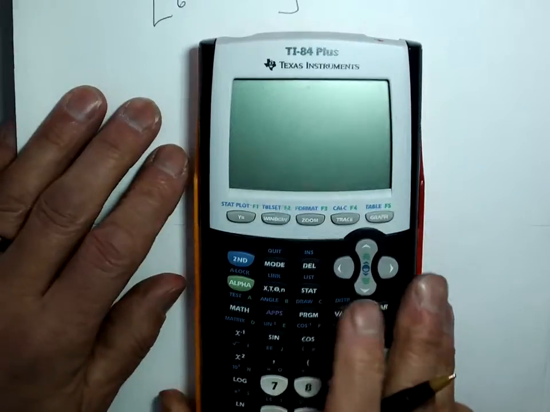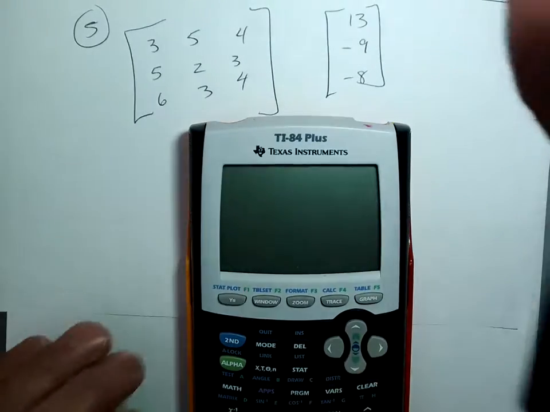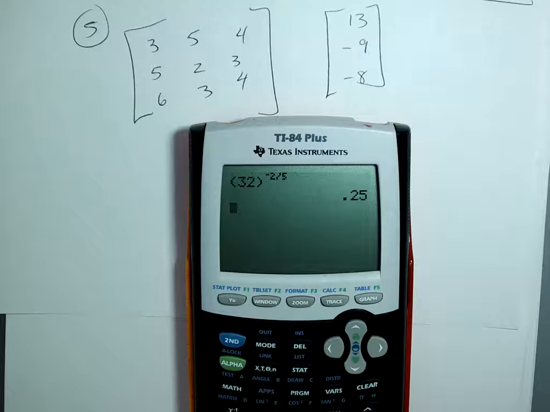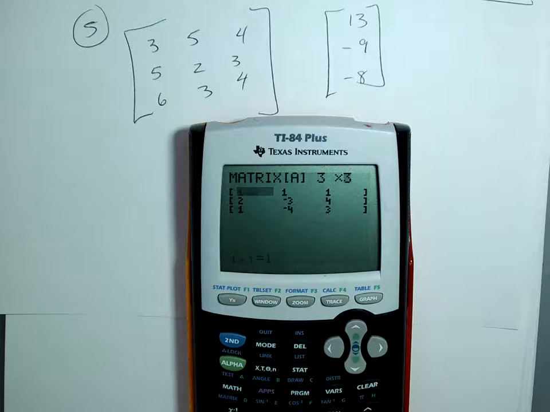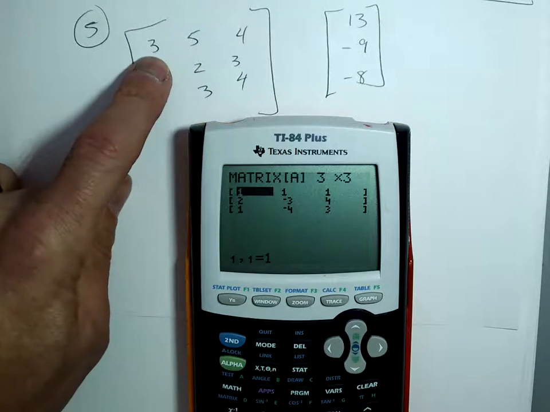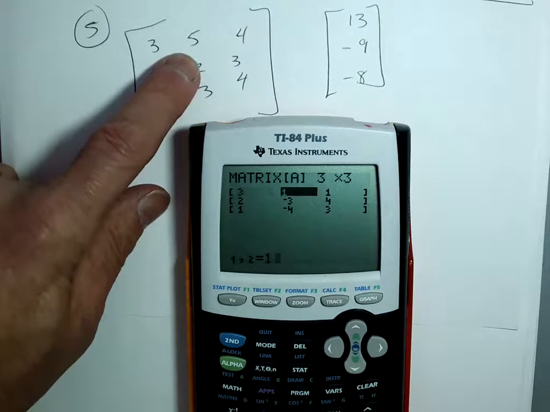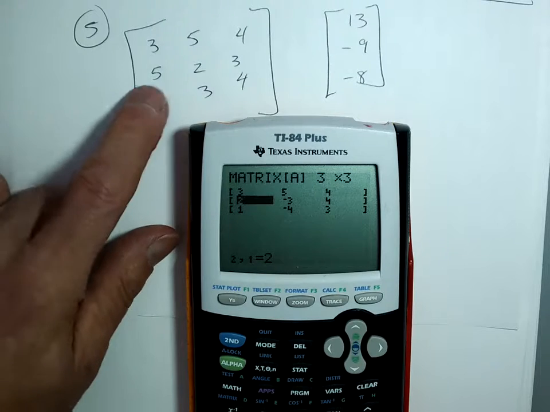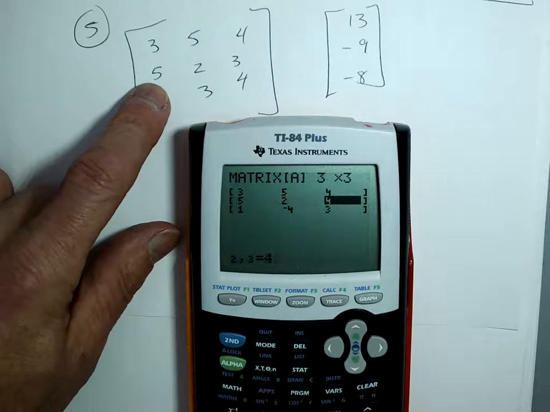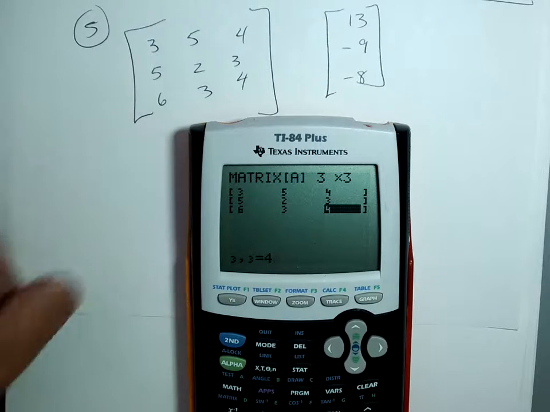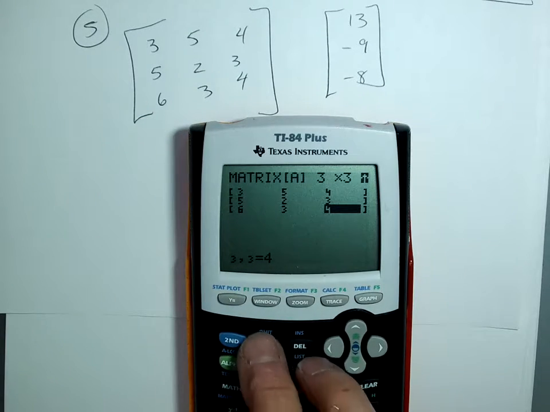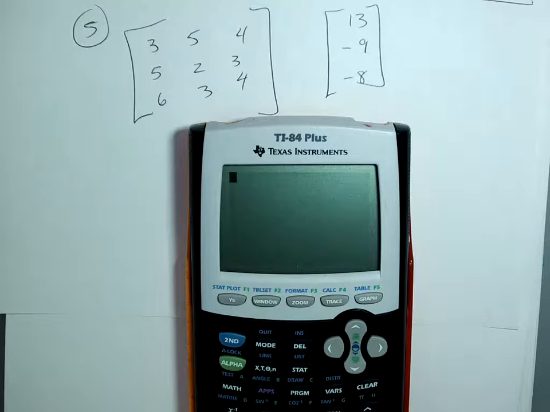That's awesome. So if you have forgotten how to do this, I'll go through it with you again. I'll go to matrix, which is in blue. I want to edit, because I want to create A, so edit A. It is a 3 by 3, and then I'm going to just start typing over the numbers: 3, 5, 4, 5, 2, 3, 6, 3, and 4. Now I'm going to get out of there, push quit, not clear. I don't want to clear anything.